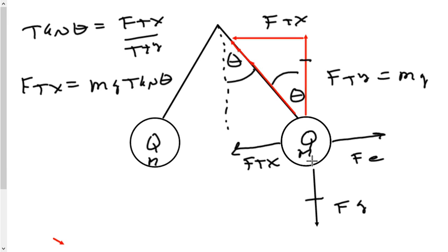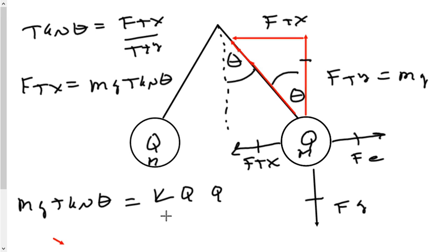So then force electric equals force tension X. Therefore, mg tangent theta has to equal k q times q divided by r squared, because their q's are both the same values here. Now, you'll use a little bit of trigonometry.